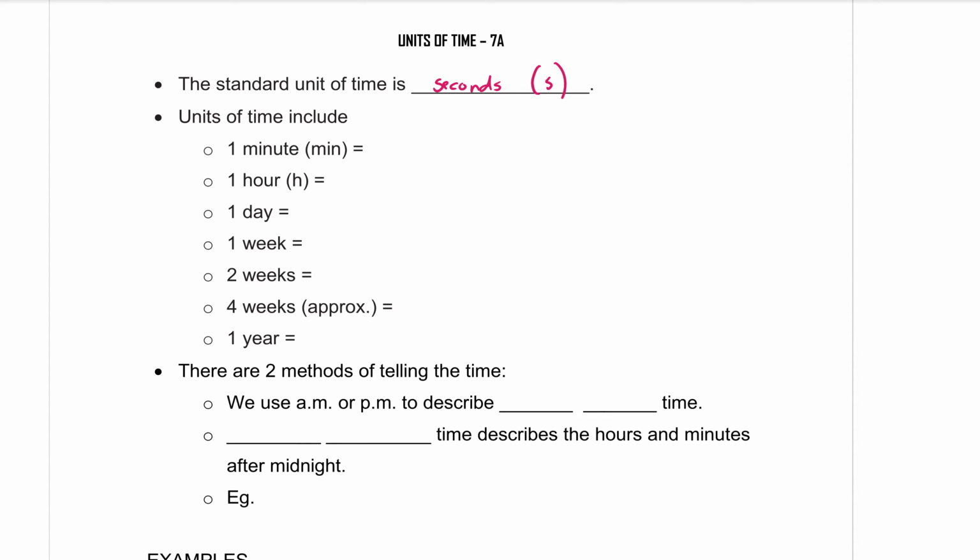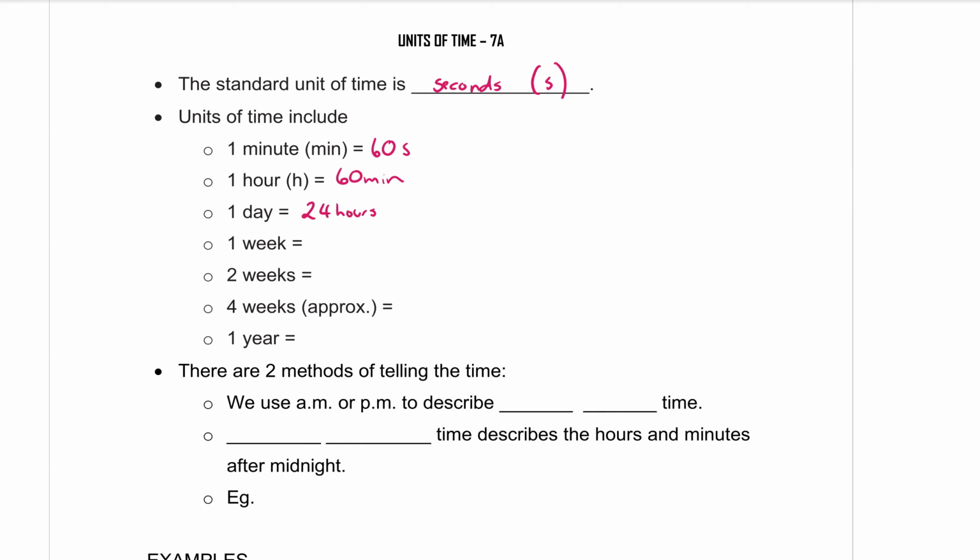1 minute. Now, minute can be shortened to MIN. It cannot be shortened to just an M because that would then look like meters. 1 minute is equal to 60 seconds. 1 hour, or H, is equal to 60 minutes. 1 day is 24 hours.